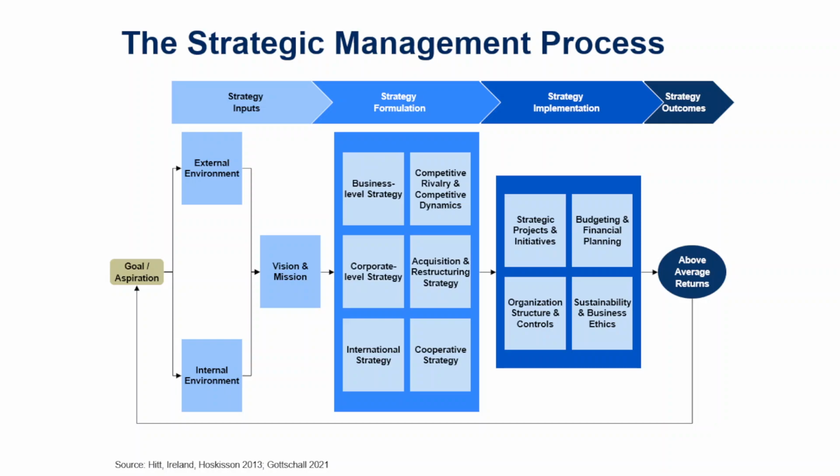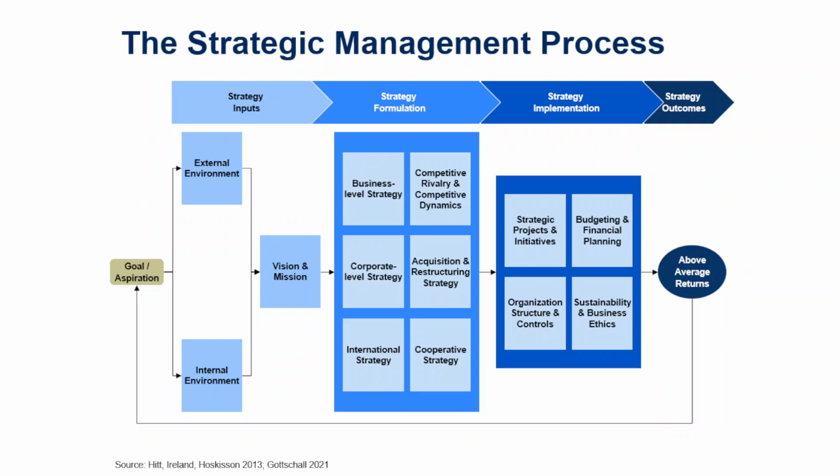And this entire course is structured around the strategic management process. So the process starts with the goal and the aspiration that you set for the company. Then you go out and you study the external environment and the internal environment. In the external environment, we talk about the economy, we talk about the industry and the competition. And for the internal environment, we talk about our core competencies, our strengths, our weaknesses, and understand where we stand as a company. Based on this, and based on the goal and aspiration that we have, we develop a vision and a mission for the company. And that becomes the input for our strategy.